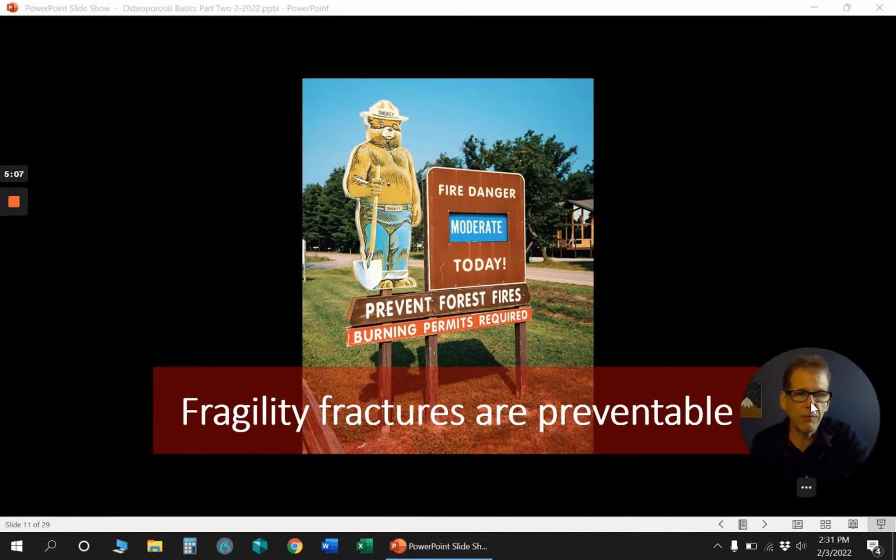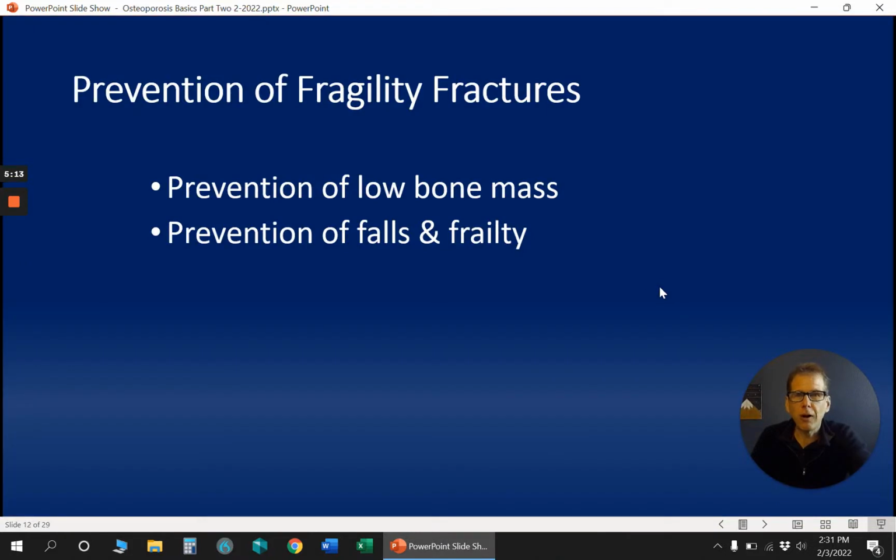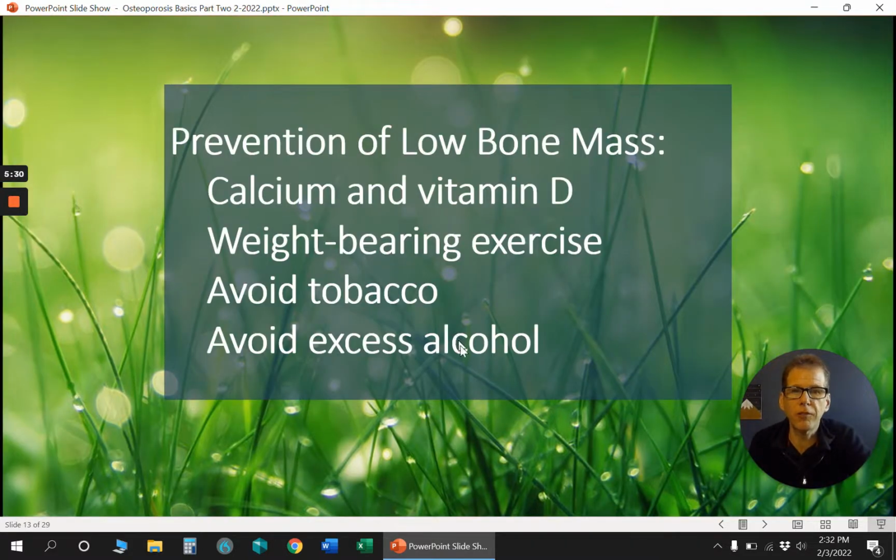And it turns out that fragility fractures are preventable. Just like forest fires are preventable, fragility fractures are preventable. When we think about prevention of fractures, we can think about two broad categories. We can think about trying to prevent low bone mass from occurring, and we can think about preventing falls and frailty. And those are related, but somewhat separate. So let's talk about bone mass first.